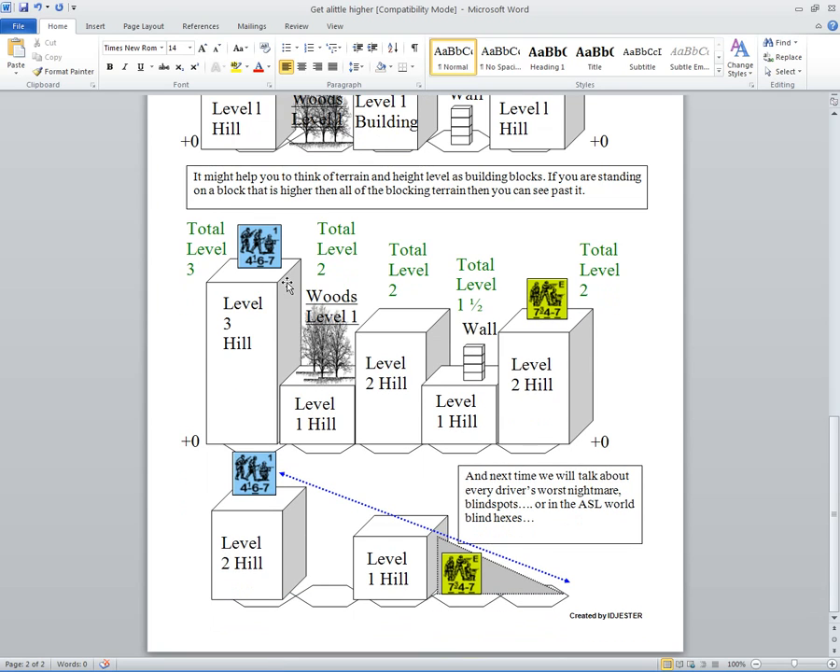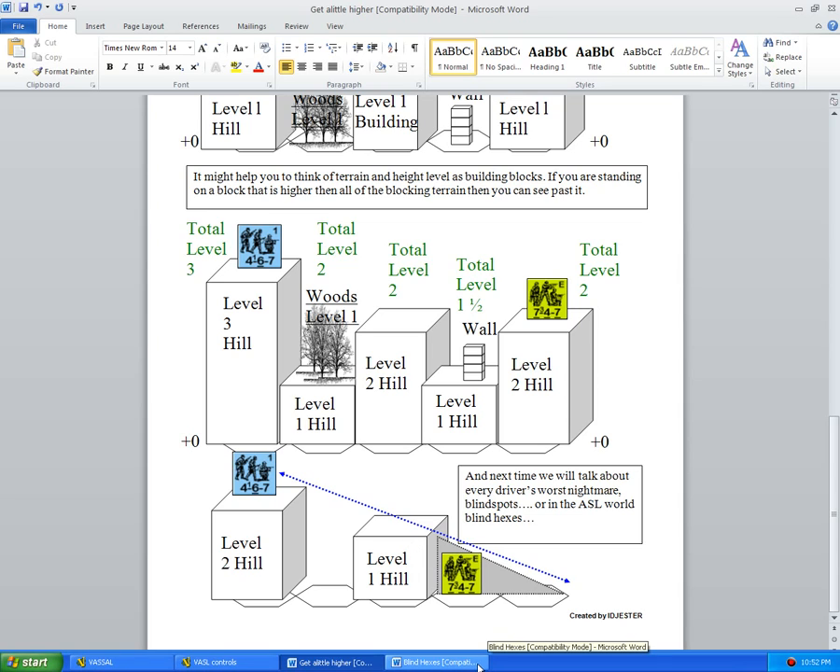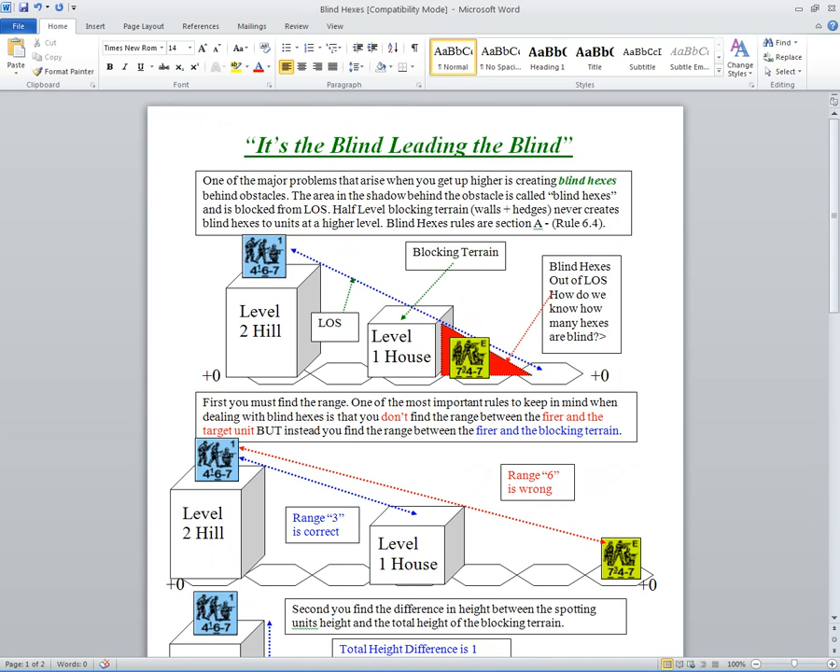Problem is, when you start getting up high, the next thing we're going to talk about is everyone's worst nightmare, blind spots. Or in the ASL world, we call them blind hexes. So what's a blind hex? If you start going up height, somebody can hide behind some of these buildings or level obstacles, and you will not be able to see them. So I actually created another document talking about blind hexes here. It's the blind leading the blind.